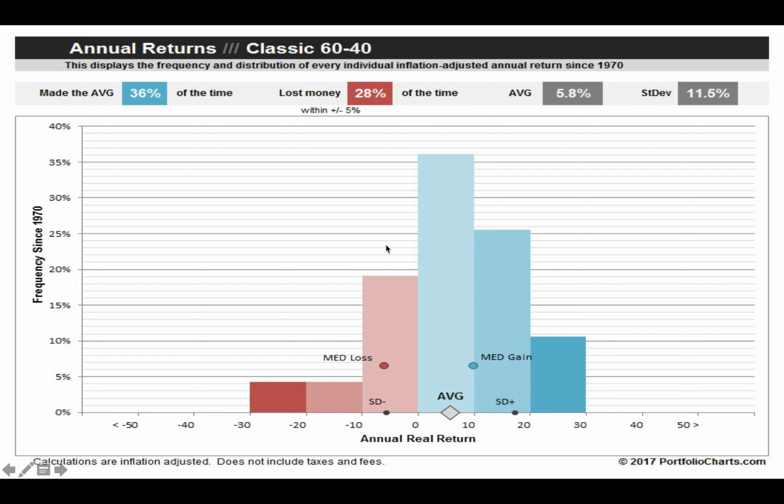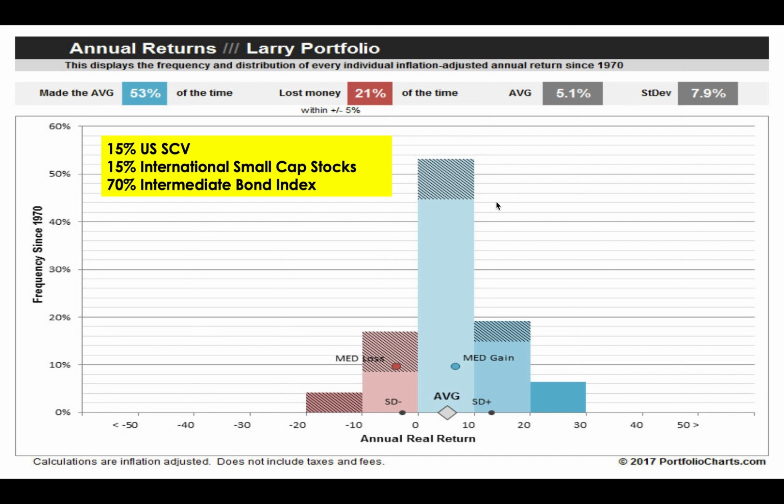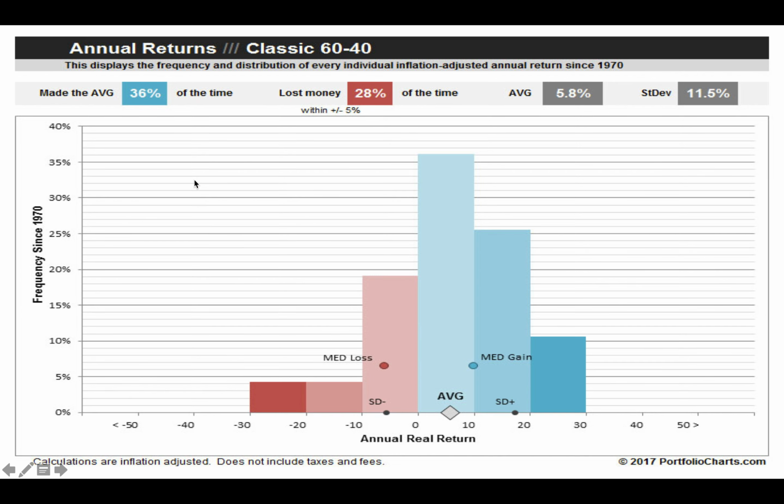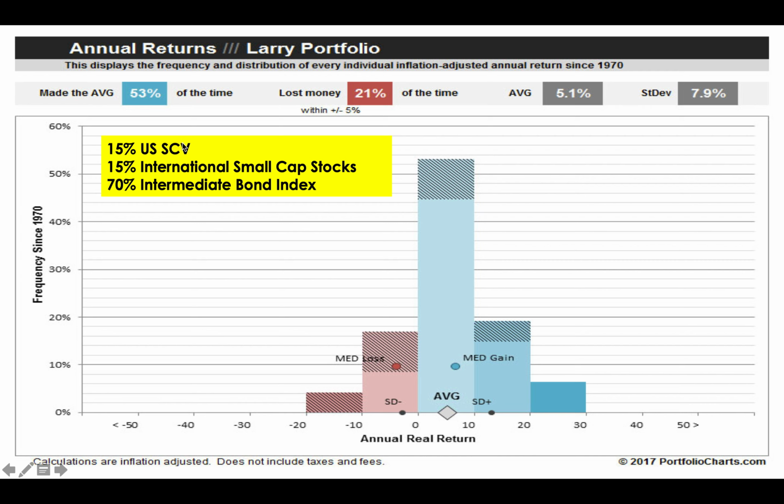And the idea of the Larry portfolio is we want to narrow the standard deviation of the possible range of returns by putting a lot of stuff in bonds. So this is just illustrating 15% U.S. small cap value, 15% international small, and 70% intermediate bonds. The concept is the same. The asset classes are slightly different.